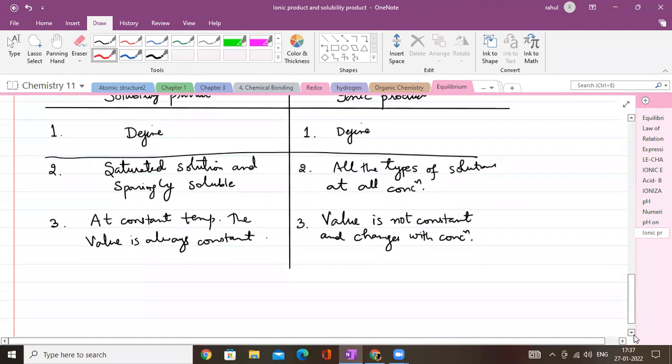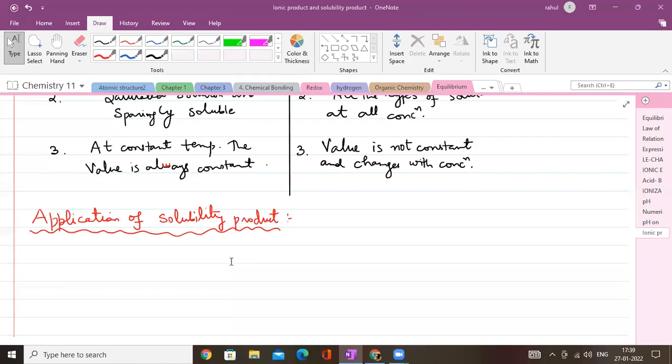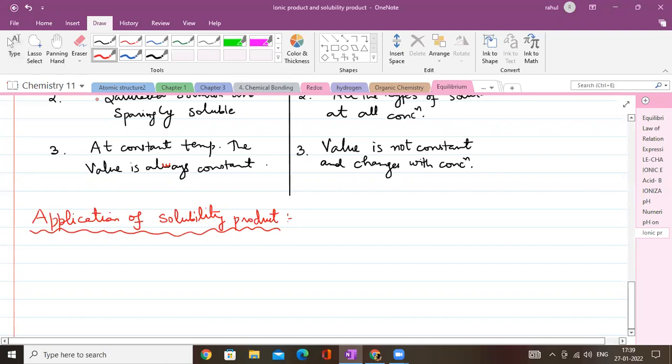What is the difference between the ionic product and the solubility product, right? And of course, I'll be using this concept of ionic product and solubility product for solving the numericals also, right? But now we will start with the application of solubility product. The concept of solubility product is very, very important, especially in explaining many phenomena. Especially it is used in predicting the solubility and precipitation of the compounds in analytical chemistry.